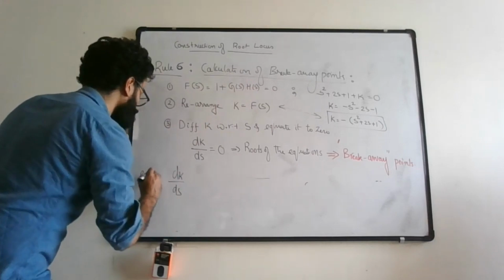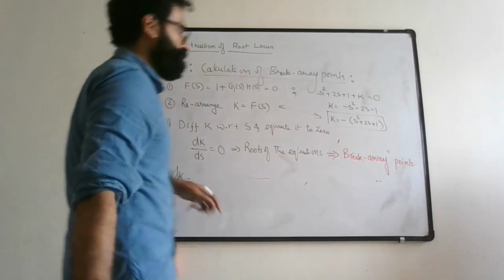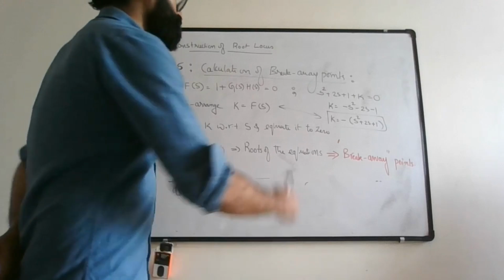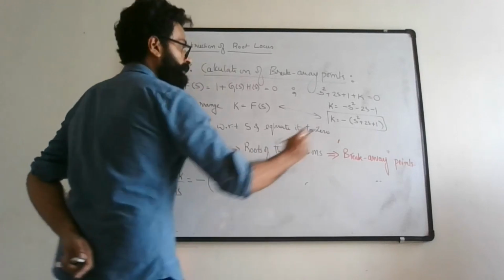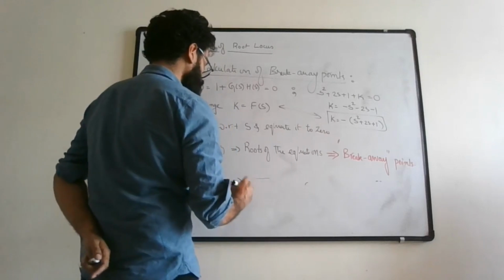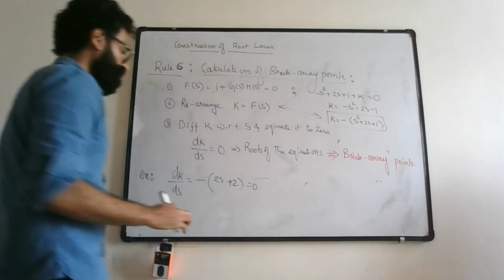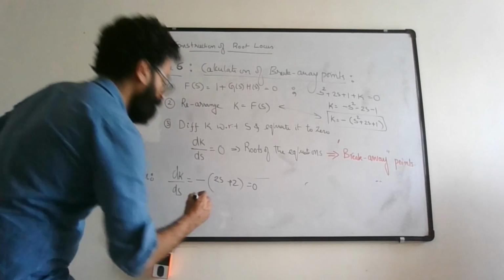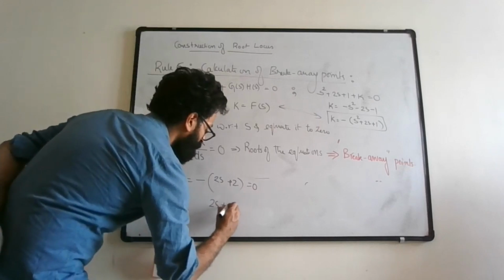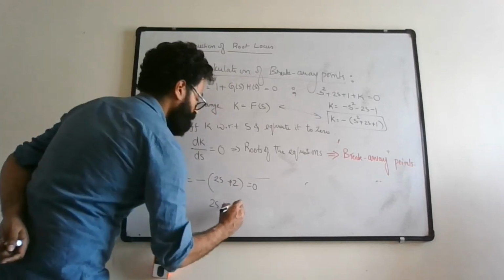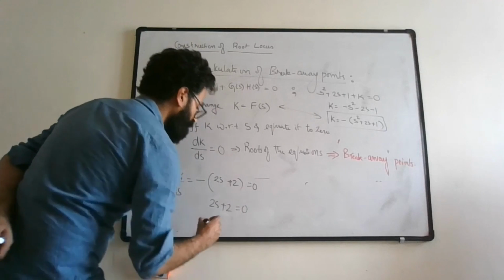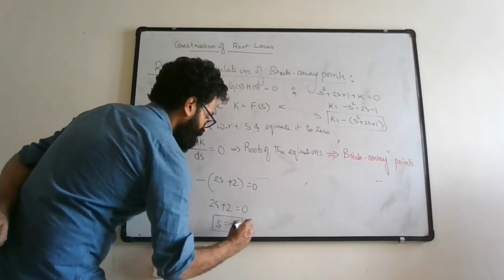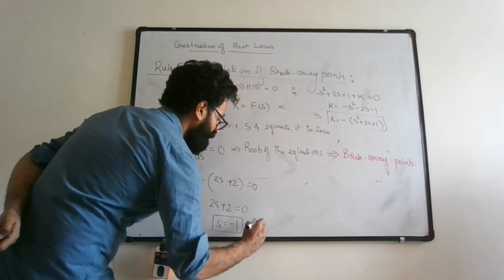In the example, dk by ds is equal to minus, let us keep it, 2s plus 2 equal to 0. Since we are equating it to 0, the negative sign gets absorbed. So you get 2s plus 2 equal to 0, or s equal to negative 1. So negative 1 is the breakaway point.